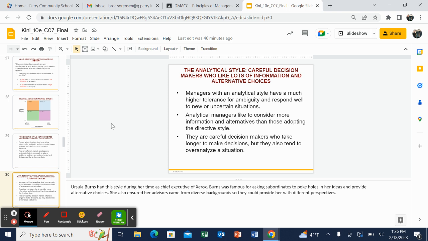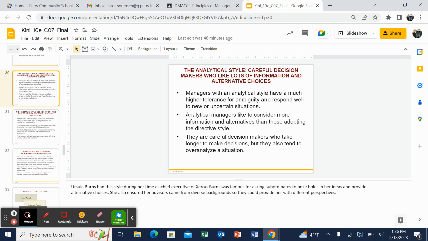Ursula Burns, she was the CEO of Xerox, so she was famously asking subordinates to poke holes in her ideas and provide alternative choices. This also ensured her advisors come from diverse backgrounds so they could provide her with different perspectives.